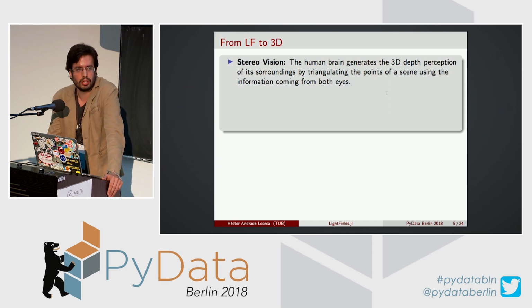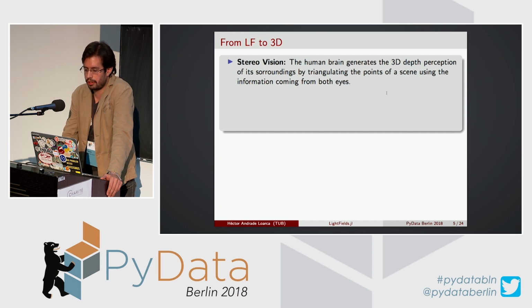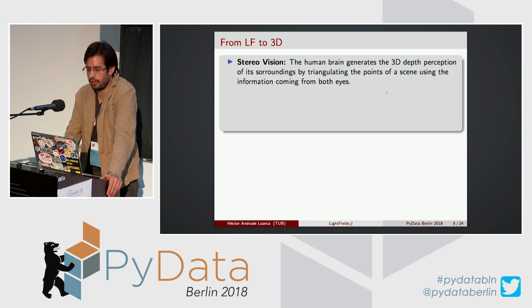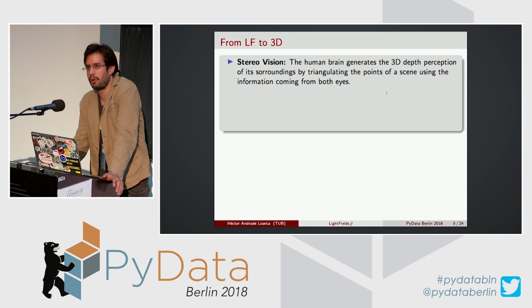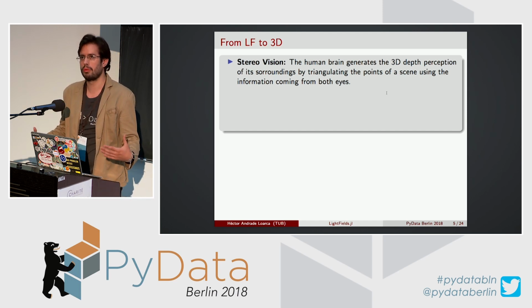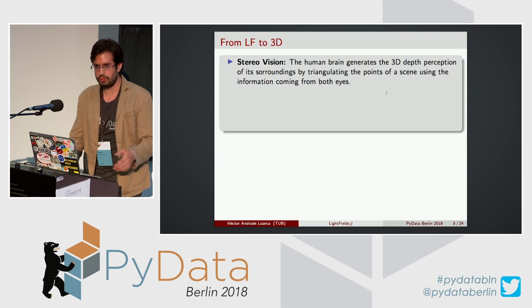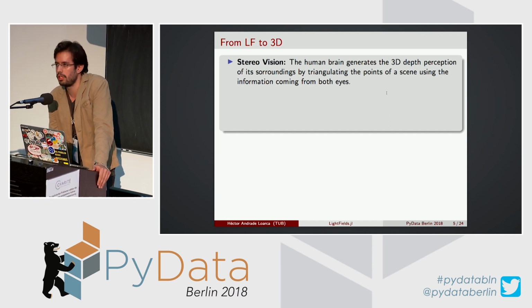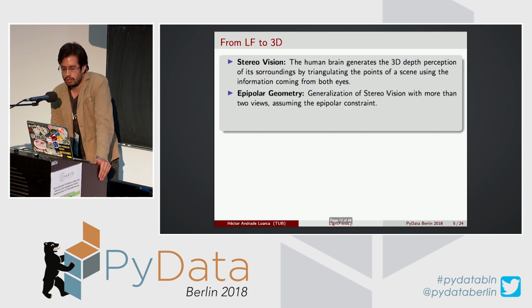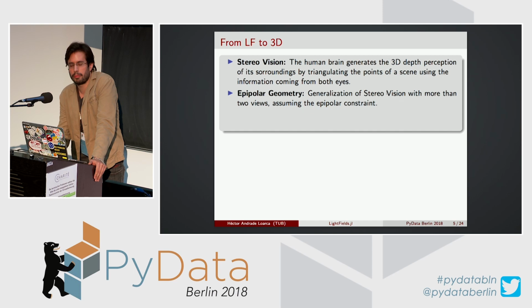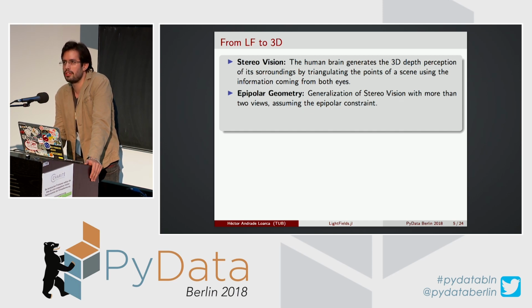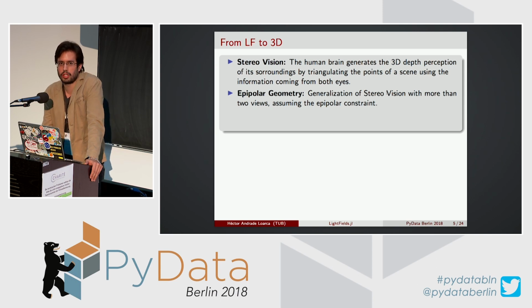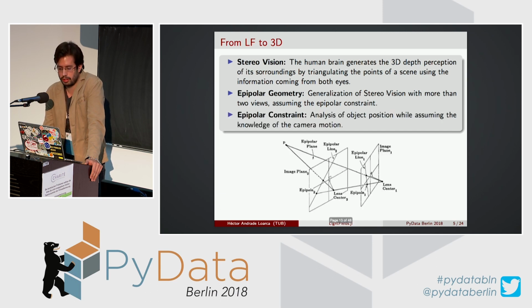This is based on a biological fact that the human brain generates the 3D depth perception of its surroundings by triangulating the points of a scene using the information coming from both eyes. So you basically have two planes that are the two image planes of the eyes, and you can triangulate back to the point, and that's how your brain knows whether something is deep or not. Epipolar geometry is a mathematical geometry that basically generalizes the stereovision principle. Instead of just having two planes, you have a lot of different planes, and therefore you will have a better resolution of the light field.